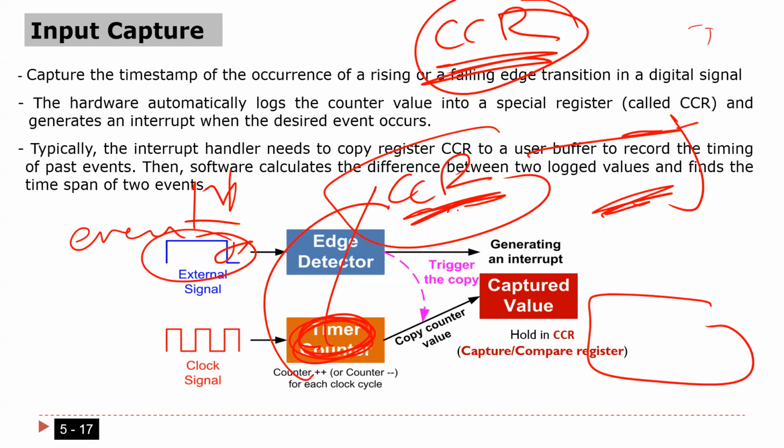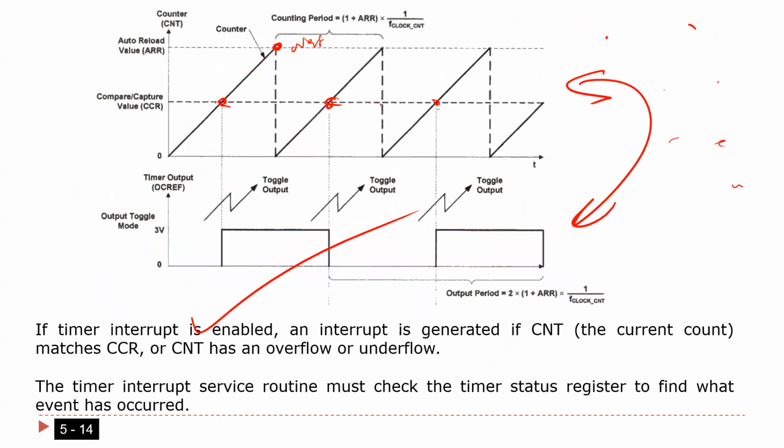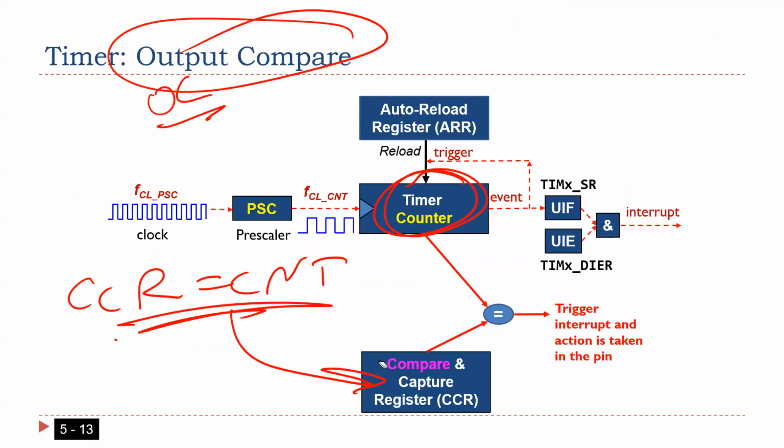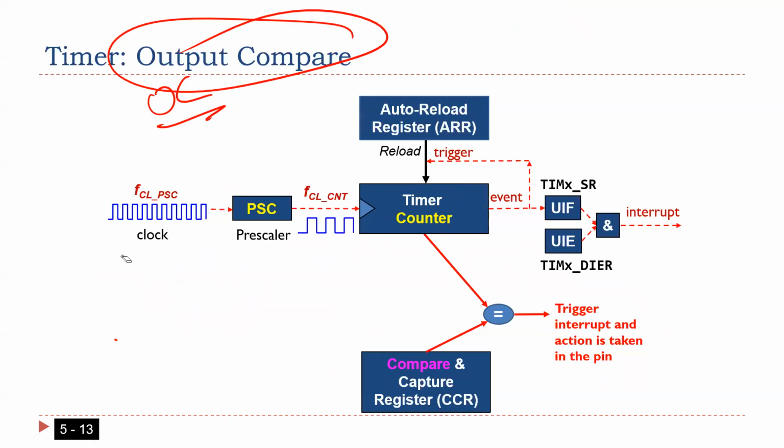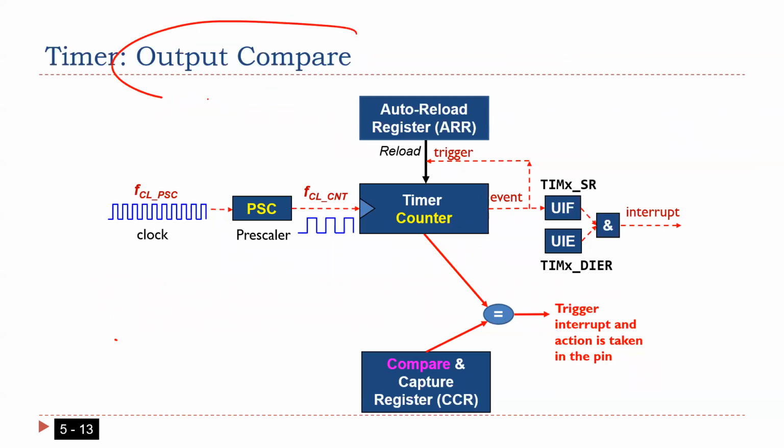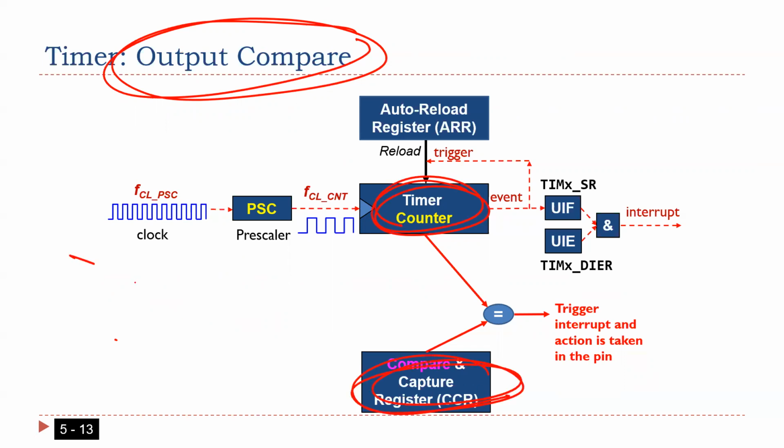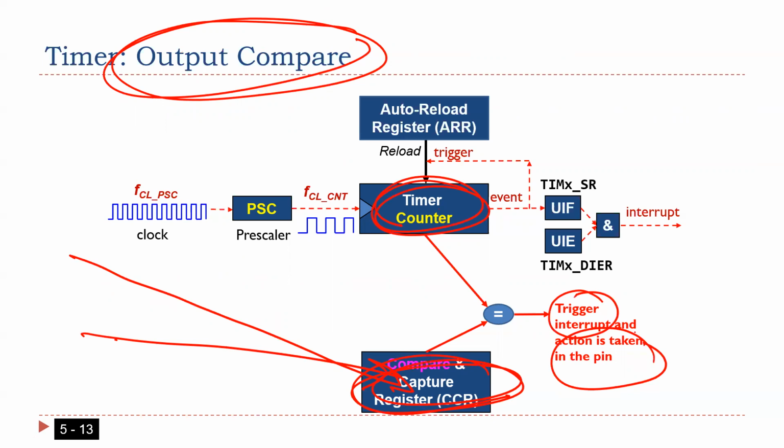Okay, guys? So let me tell you the conclusion. I'm going to do it very slowly so that you can understand it. Look here, guys. In case of output compare, every time the count here is equal to CCR, in this case you have to write to CCR. Every time the count is equal to CCR, two things should happen: you trigger an interrupt and an action is taken on the pin. Is that okay? This is for input capture.